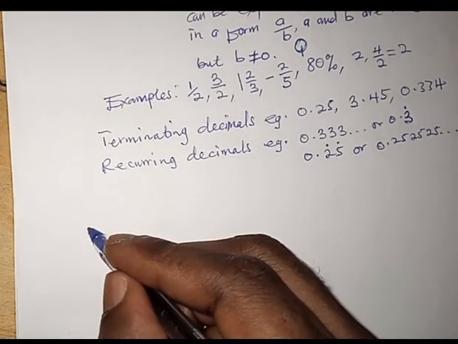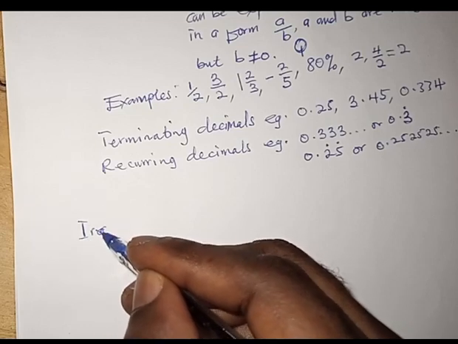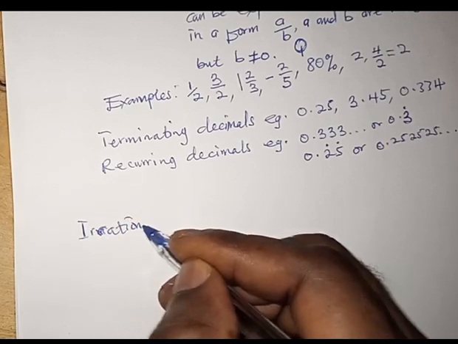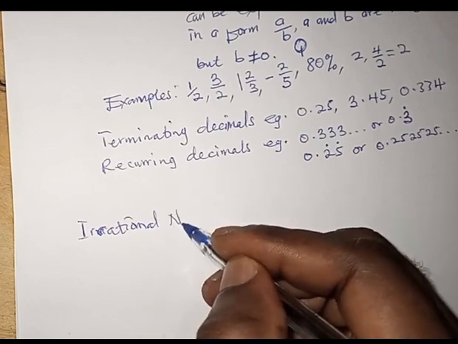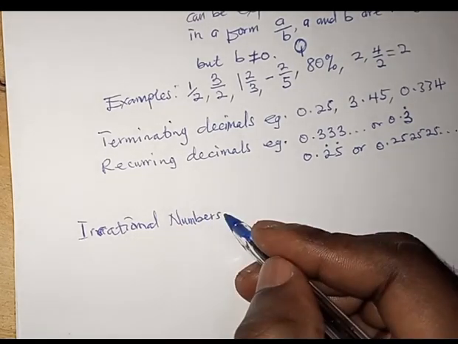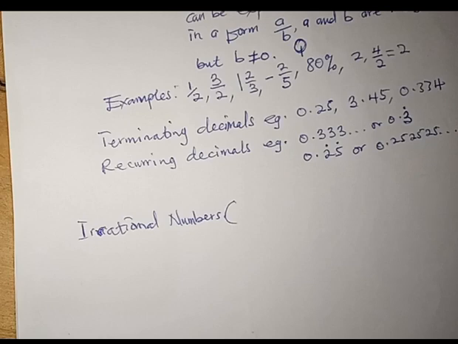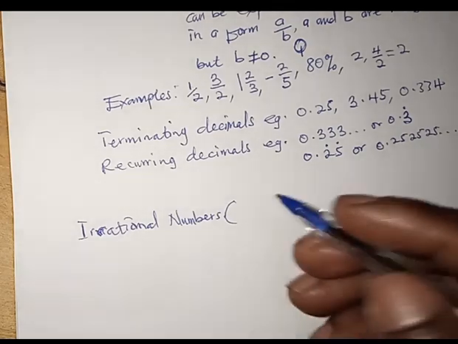numbers. Irrational numbers. Great. So rational numbers, what do you mean by irrational numbers? So irrational numbers are opposite to rational numbers. Okay, so while we can express rational numbers as common fractions, we cannot express irrational numbers as common fractions.